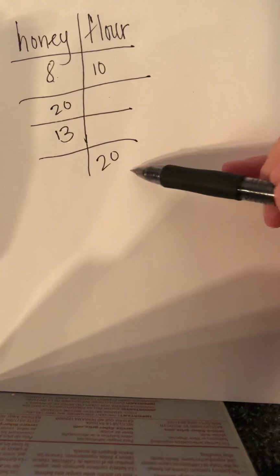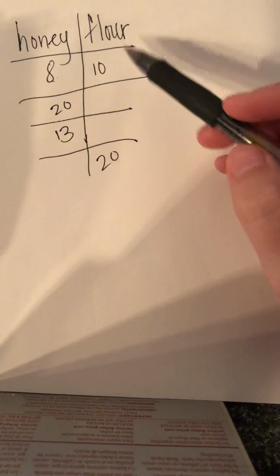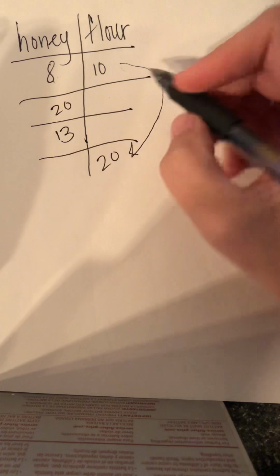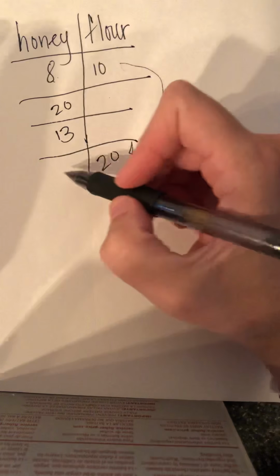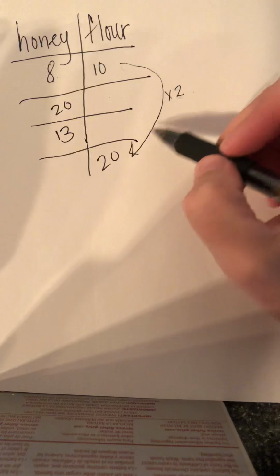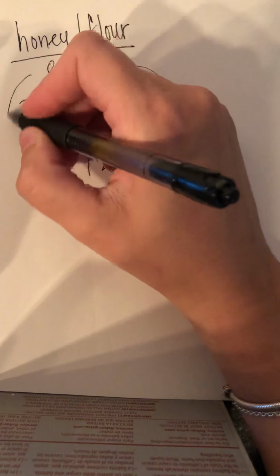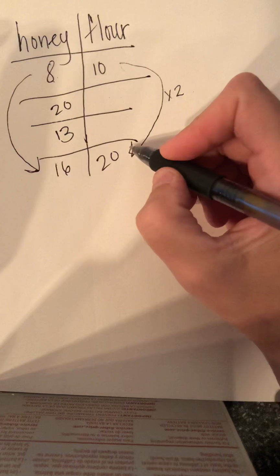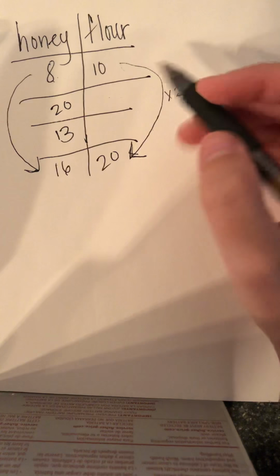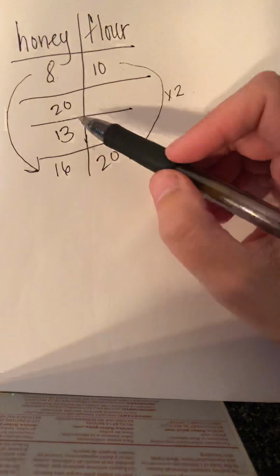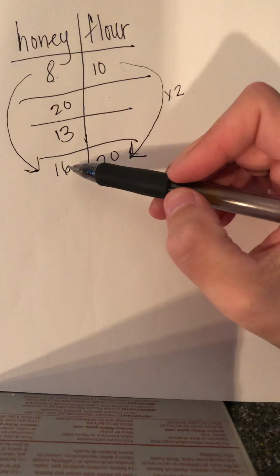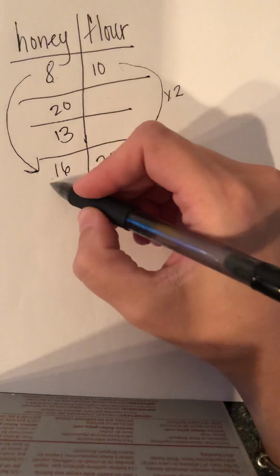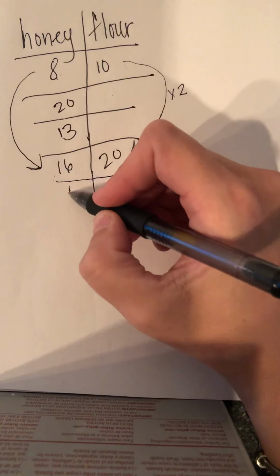The first thing I would do on this table is notice the relationship between 10 and 20, and I can immediately add this number in. So I know that 10 times 2 gives me 20, which means I can take 8 times 2 to give me 16. When I see that I have 16 here, I'm going to think to myself, okay, how far away is 16 from 20? I know that it's 4 away. So I'm going to add 4 to my table here.